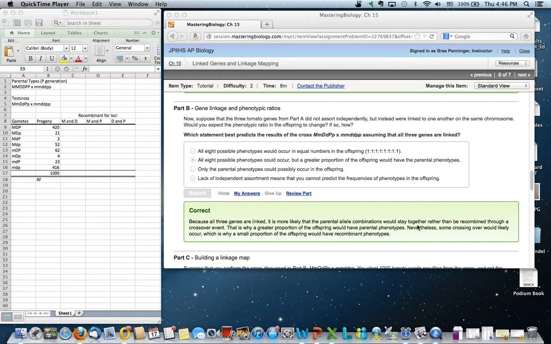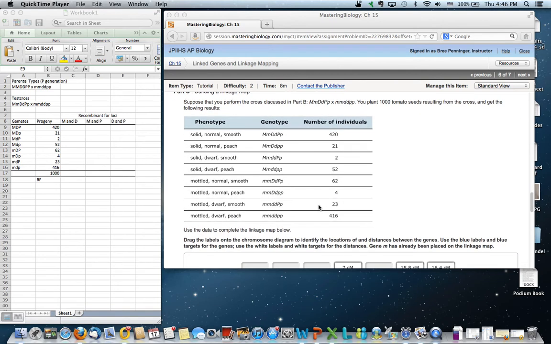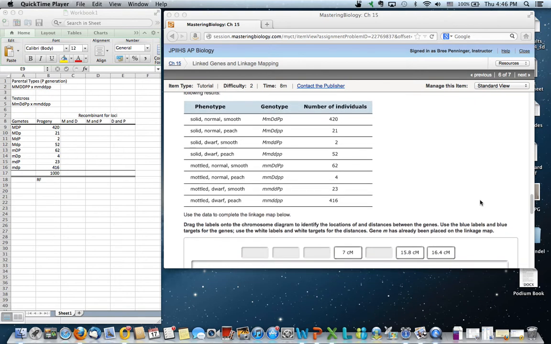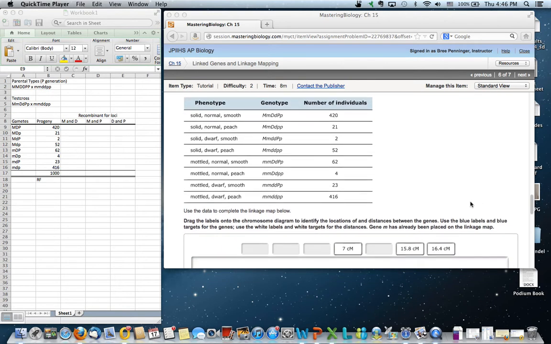Basically, it's asking us, let me just scroll all the way down here. Suppose that we perform the cross discussed in Part B, and here it is, the heterozygous individual and the recessive individual. So we've planted 1,000 tomato seeds, and they result in these individuals on this table. 420 of them look like a heterozygous individual, and then there are various numbers of variants, and at the bottom we have 416 of the recessive individual.